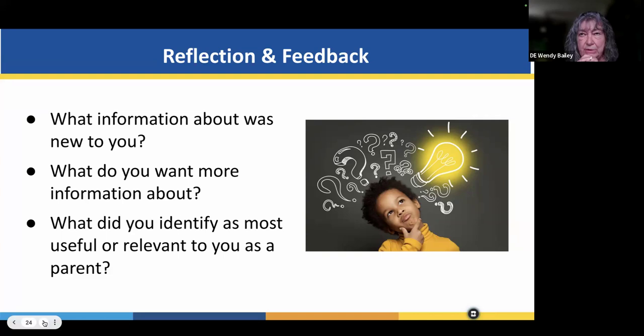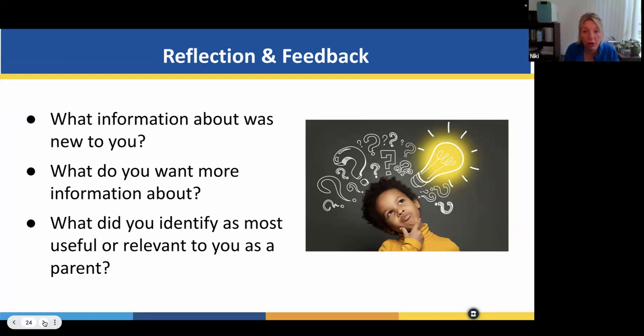Does it apply to kids with 504s as well as IEPs? Yep. So all kids should be screened in that school screening process.